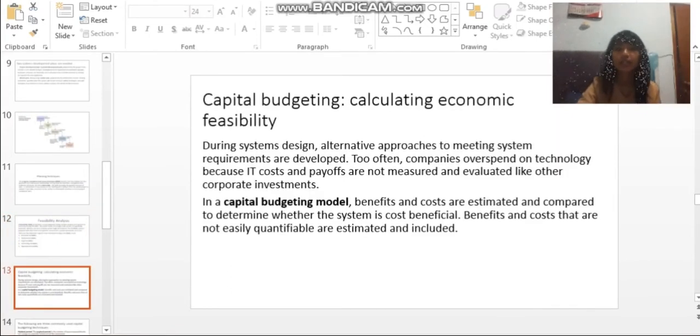Capital budgeting, calculating economic feasibility. During system design, alternative approaches to meeting system requirements are developed. Too often, companies overspend on technology because its costs and payoffs are not measured and evaluated like other corporate investments. In a capital budgeting model, benefits and costs are estimated and compared to determine whether the system is cost beneficial. Benefits and costs that are not easily quantifiable are not estimated and included.